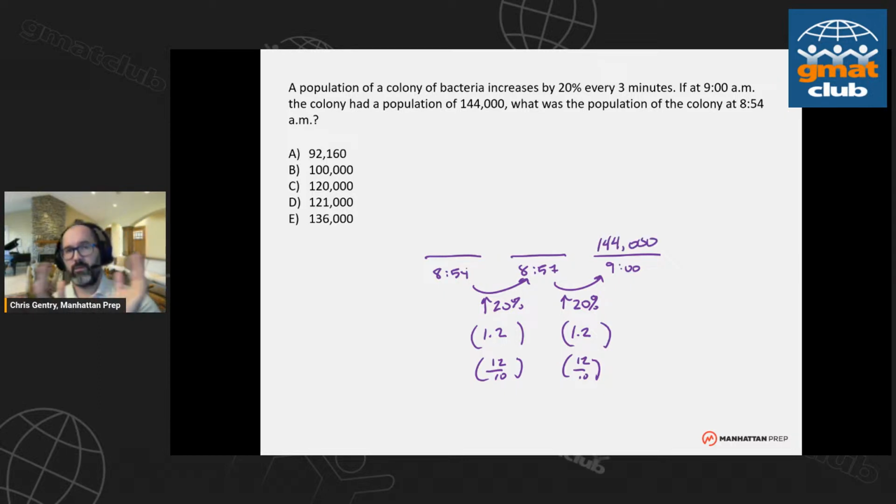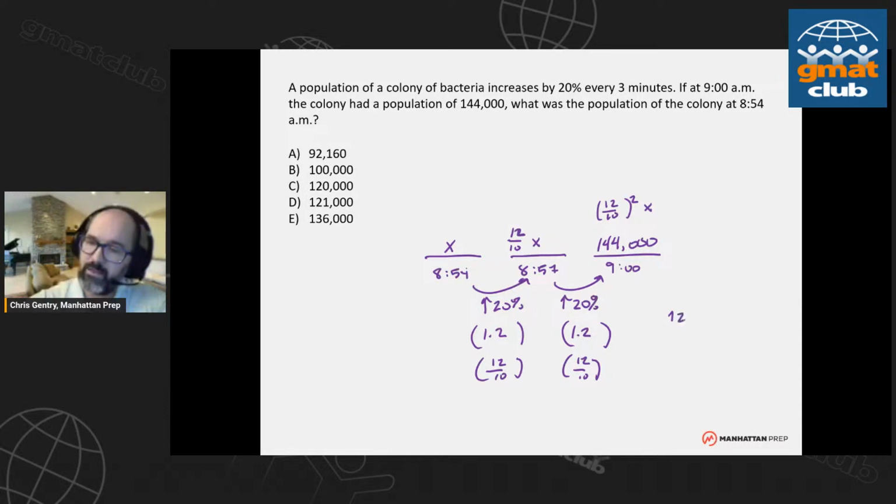Now, there are a few ways you can go about this. One way is to say I have some unknown x, and then I have 12 over 10 times that x. And then I have 12 over 10 squared times that x. And you can say 12 over 10 squared times x has to equal 144,000, and you can solve it that way. Perfectly workable set of mechanics that you can do there.